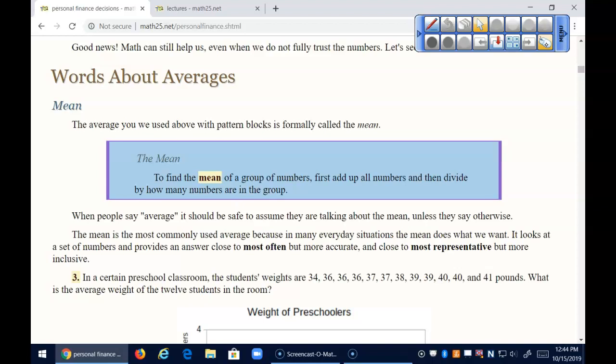So, in many situations, the mean does what we want. It looks at a bunch of numbers. It provides an answer that's close to what happens most often, and it's close to what's most representative of all those numbers.